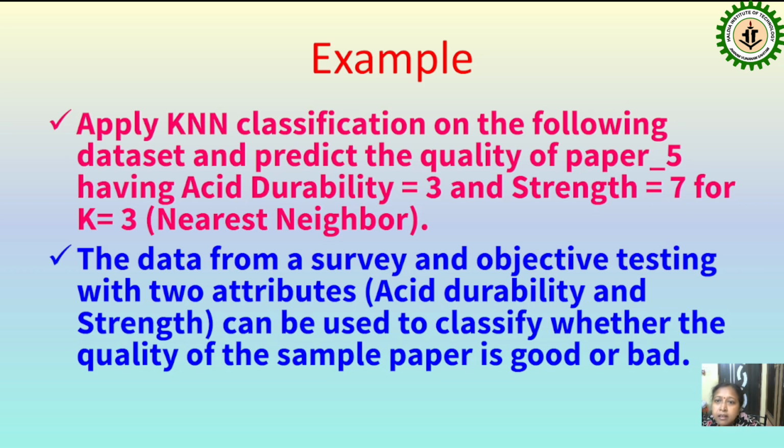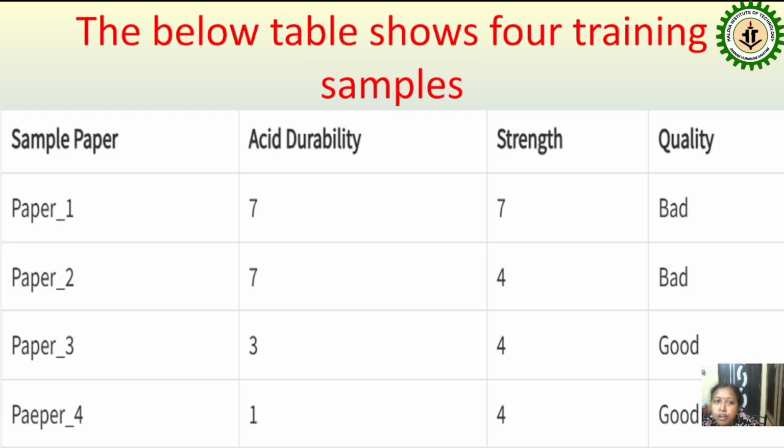Now I will explain an example using the kNN classification algorithm. In this problem, you have to apply kNN classification on the following data set and predict the quality of the paper with acid durability given as 3 and strength given as 7, and we have assumed that k equal to 3. The data from a survey and objective testing with two attributes can be used to classify whether the quality of the sample paper is good or bad. Now see the following table.